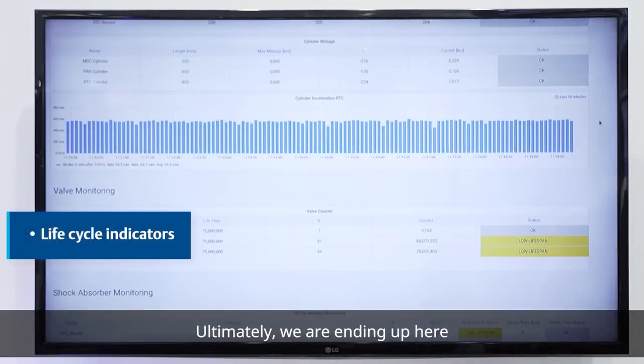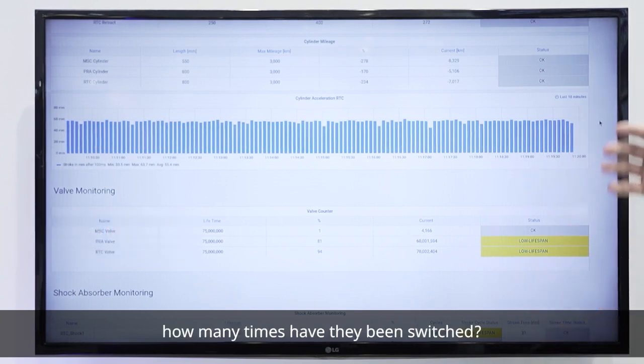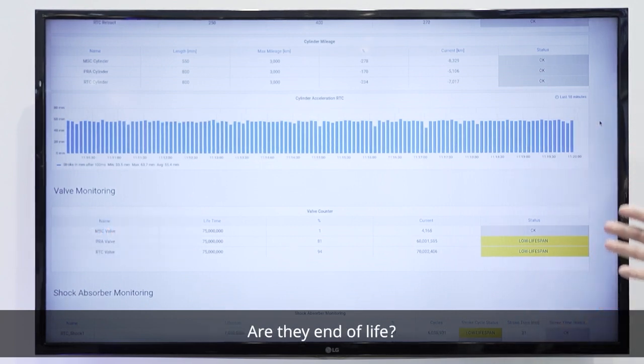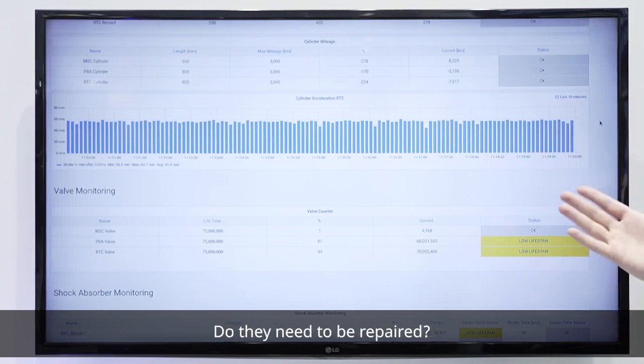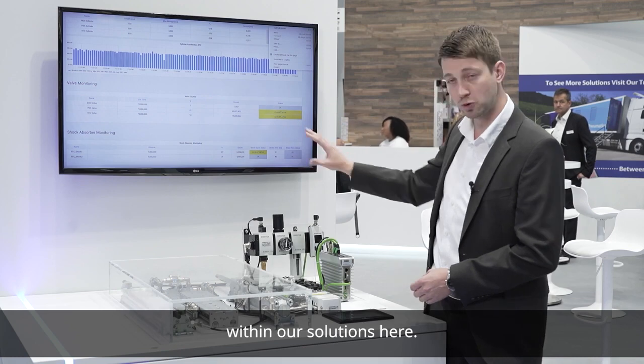Ultimately, we're ending up here with some life cycle indicators. So for the valves, how many times have they been switched? Are they at end of life? Do we need to do something there? Do they need to be repaired? All these things can ultimately be found within our solutions here.